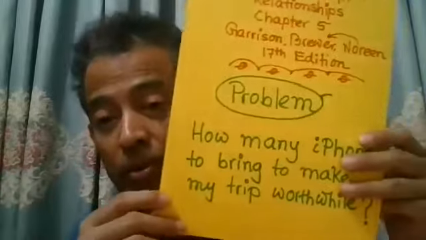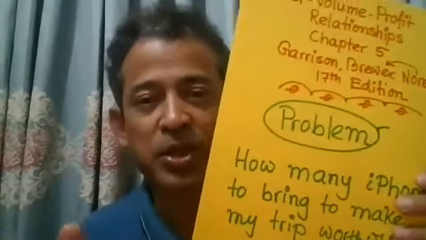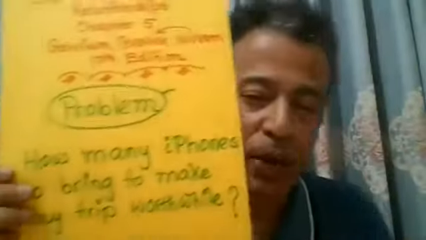So if you took only 3, then that pays for your airfare. All right, so let's say I do the same, and my problem is to find out how many I need to bring to make my trip free, cost neutral. So that is our problem tonight. And this is in chapter 5 of the Garrison, Noreen, and Brewer textbook, the 17th edition that I'm really proud of.